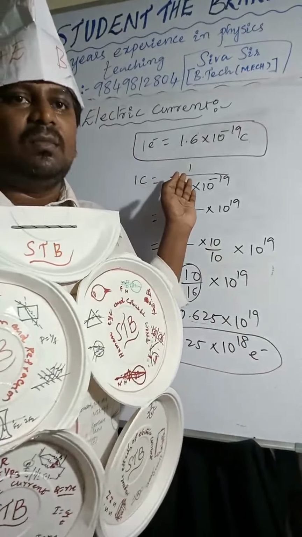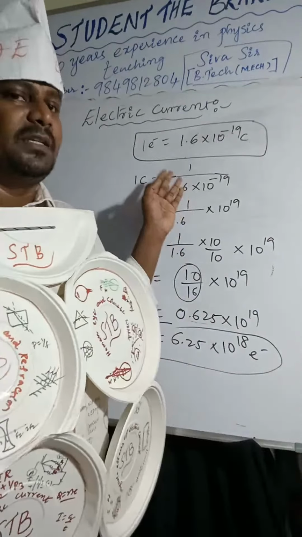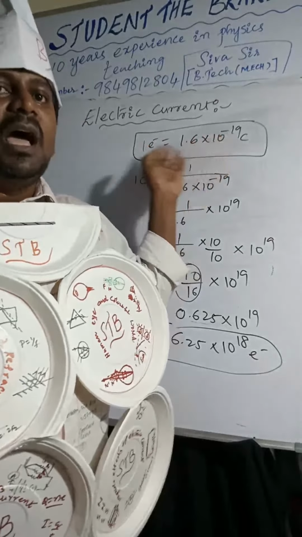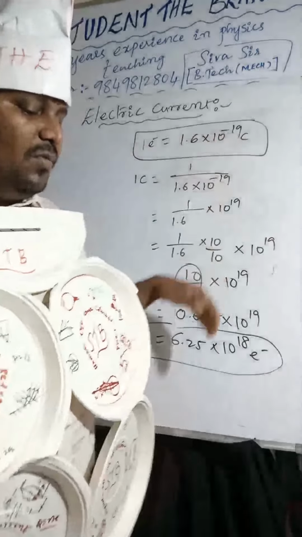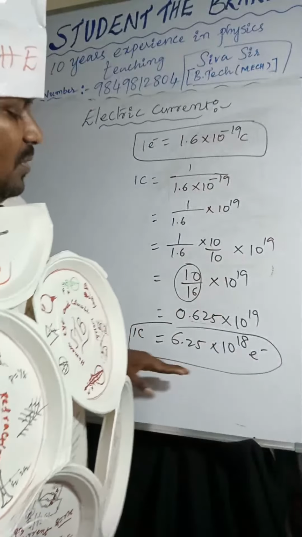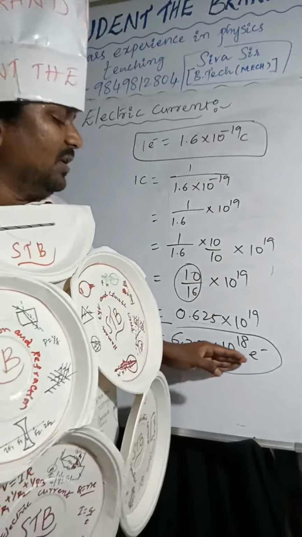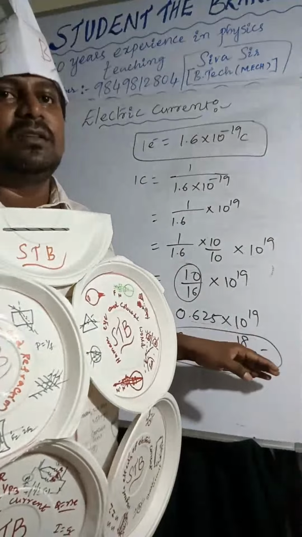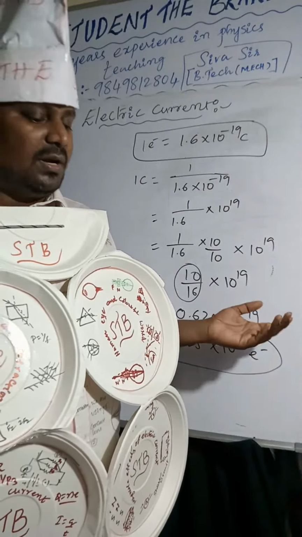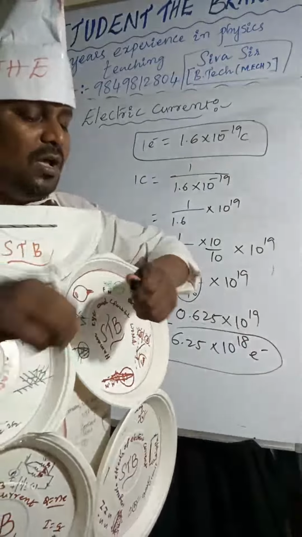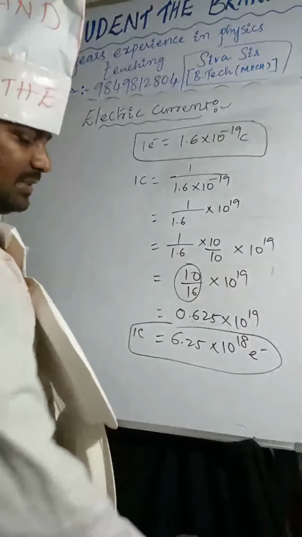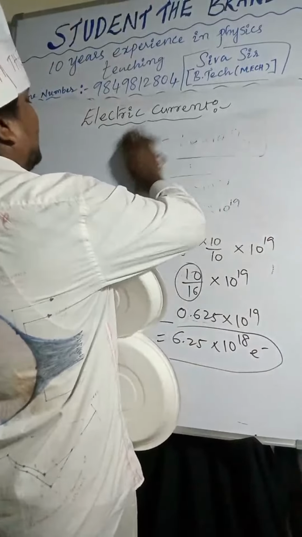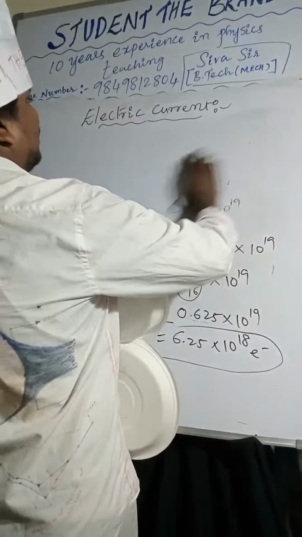On one electron, how much charge is present? 1.6 into 10 power minus 19 coulomb. In one coulomb, how many electrons are present? 6.25 into 10 power 18 electrons. So this many electrons are present in 1 coulomb of charge. Related to this, we'll do problems. We will check how we are going through them.